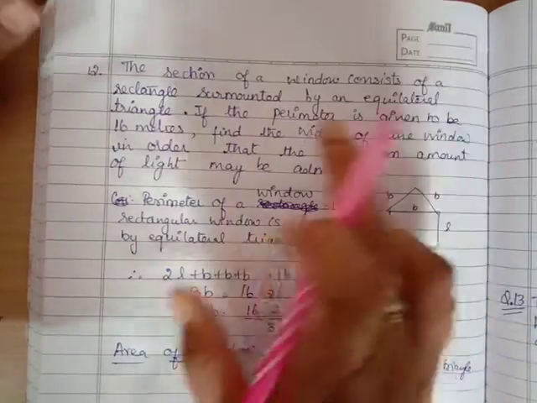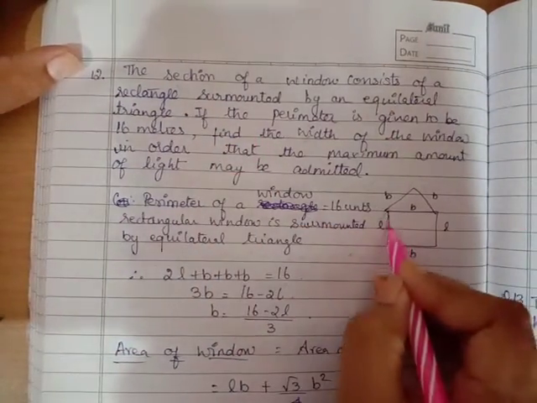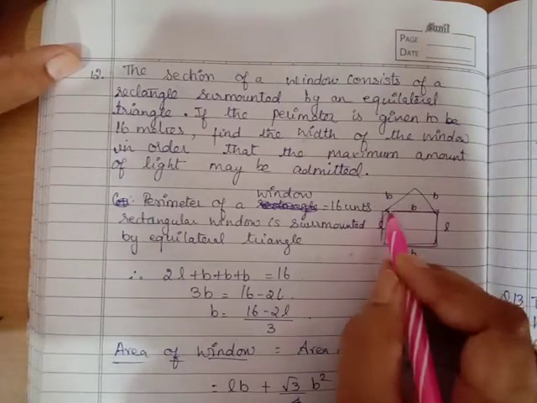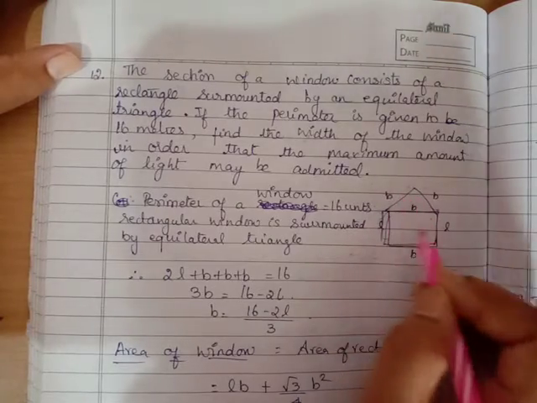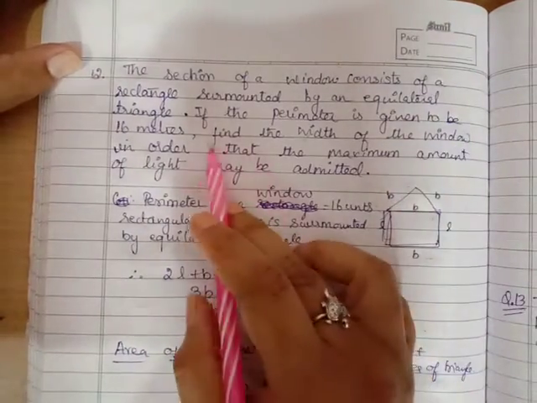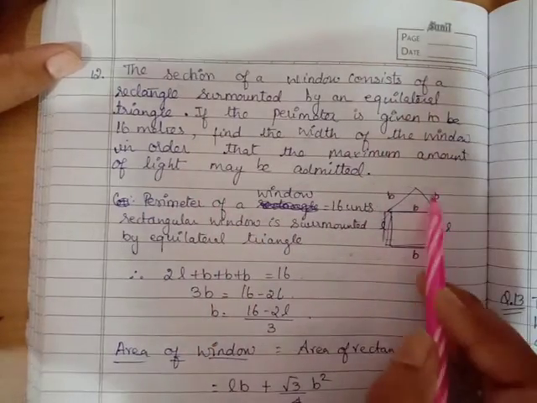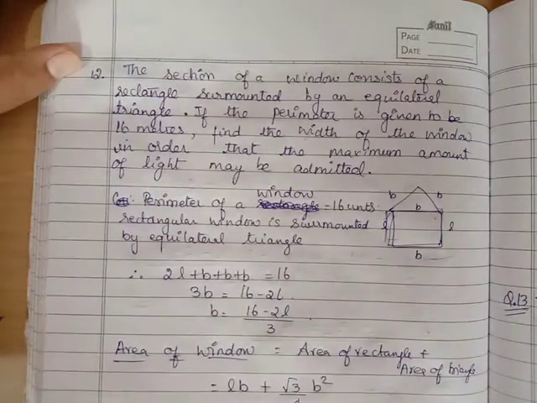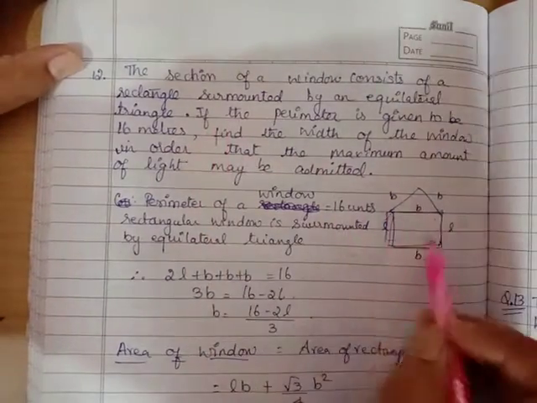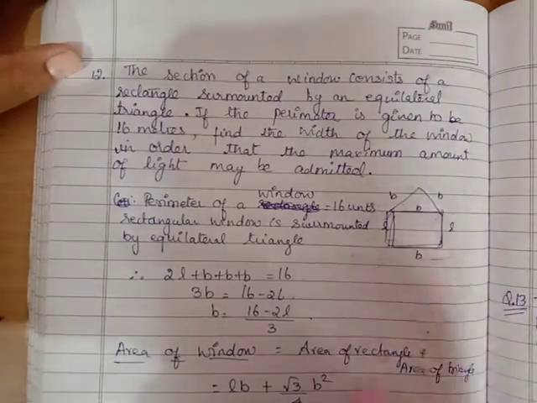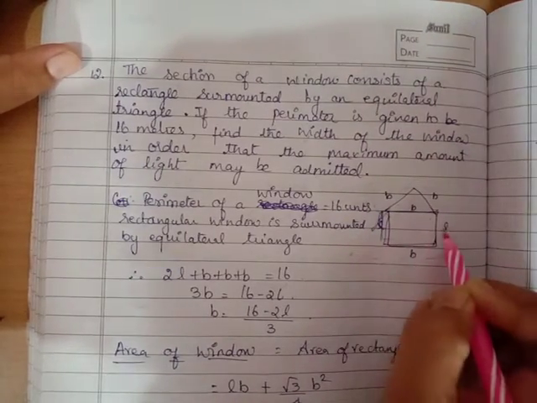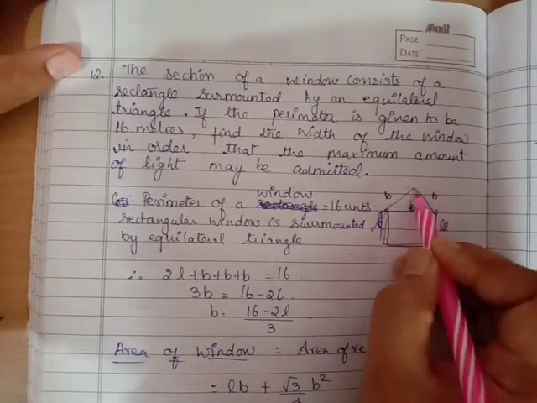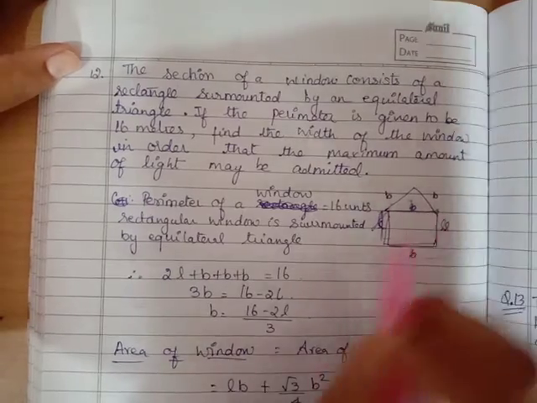So in this type of question, there is a window in the shape of a rectangle with a triangle on top. This is the shape of the window exactly, and they are saying that the perimeter is 16. The whole perimeter of the window is 16. This is a rectangle and this is an equilateral triangle, so if the length is L, this is the breadth b. Since it is an equilateral triangle, all sides are equal, so this will also be b, b, b.